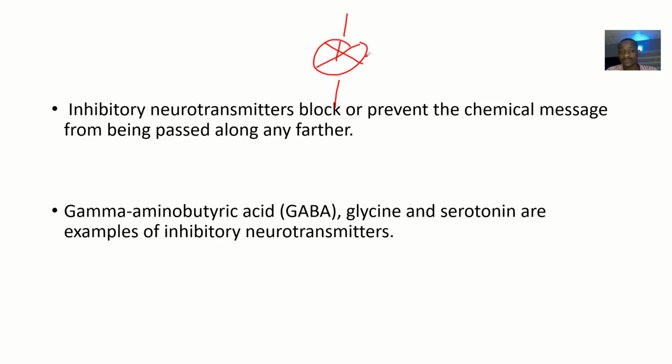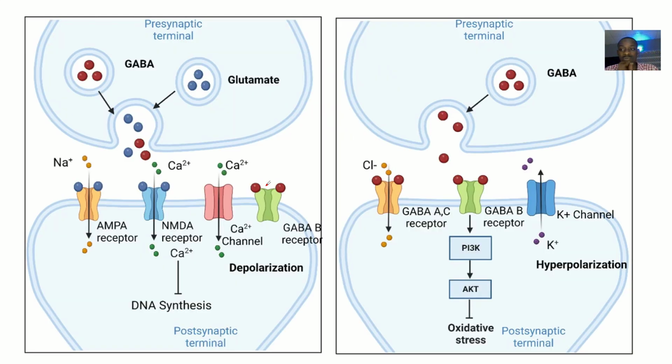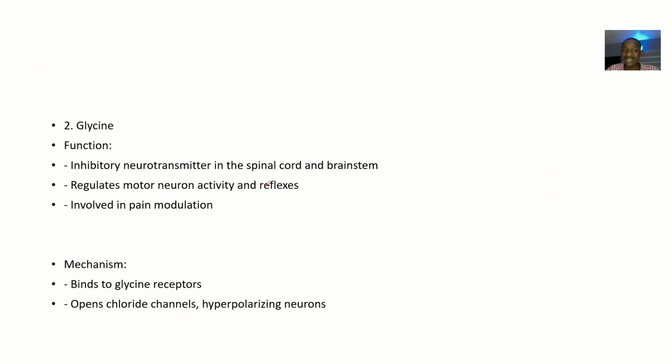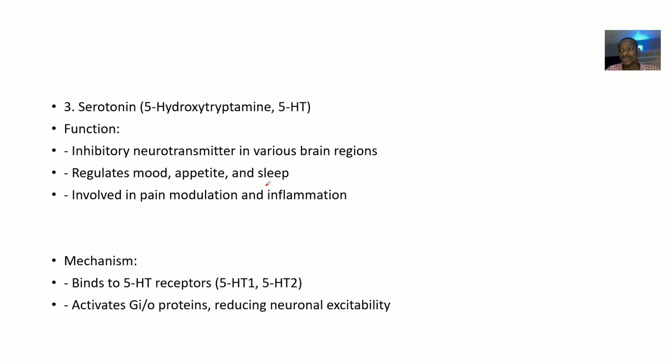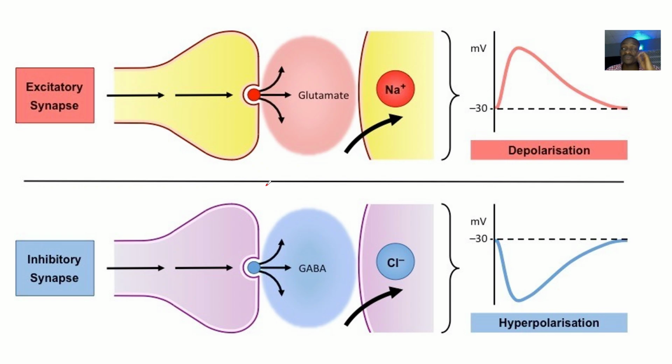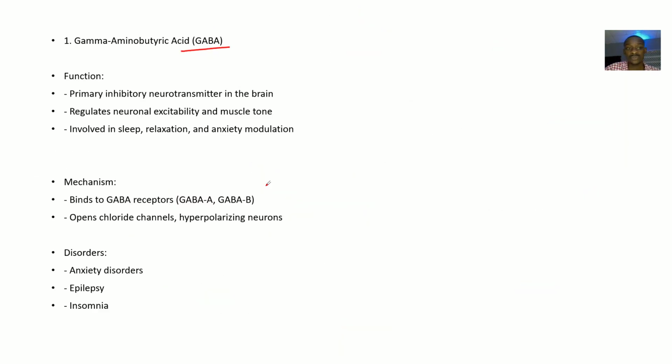excite the neuron. All right, so the most popular inhibitory neurotransmitters that we have are GABA, that's gamma-aminobutyric acid, glycine and serotonin. The other examples I listed at the back. So now I'm going to talk a little on GABA, a little on glycine, a little on serotonin, so that in an exam situation where they say you should write briefly on these things, it's not a problem to you, right?